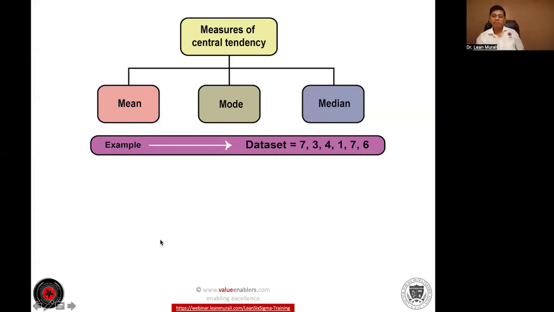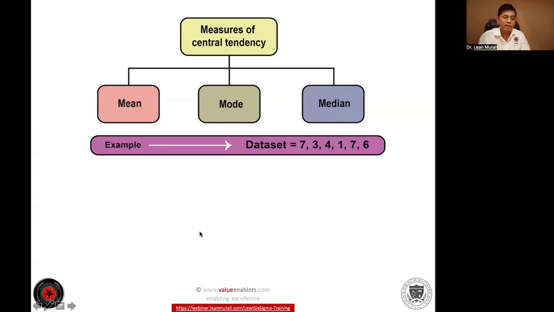If you arrange 1, 3, 4, 6, 7, 7, there are 2 numbers in the center. Okay, 1, 3, 4, 6, 7, 7. So 4 and 6. What is the average of 4 and 6? It is 5. You can call the median 5.